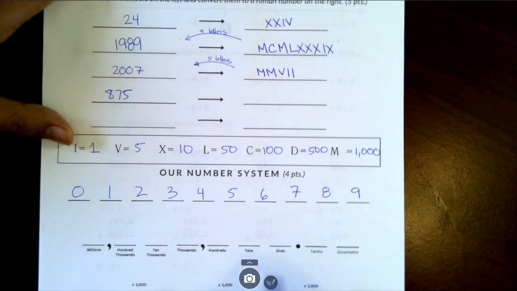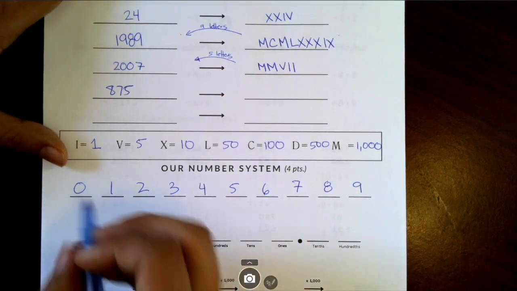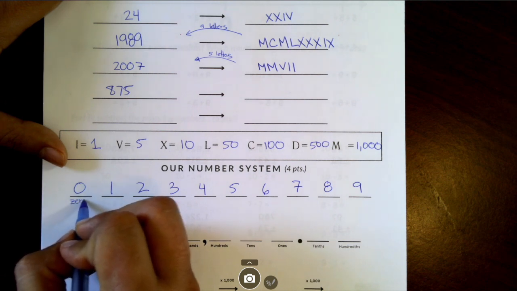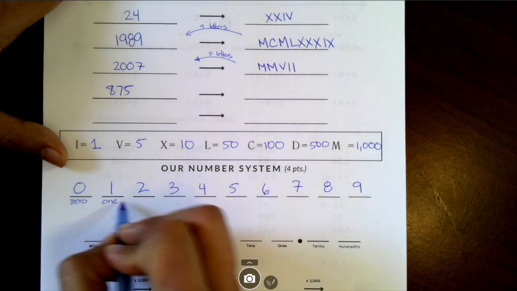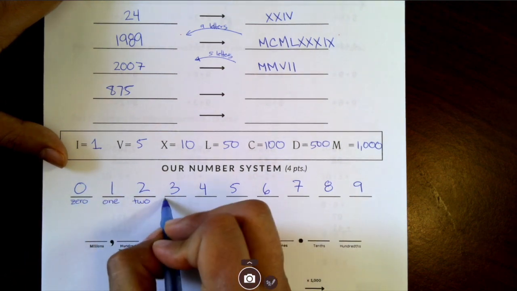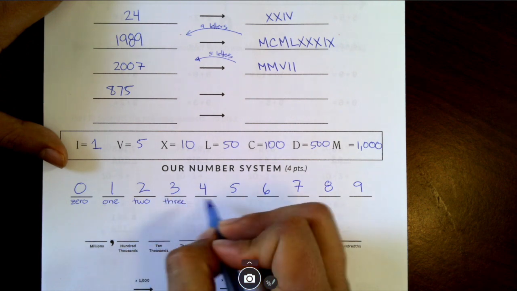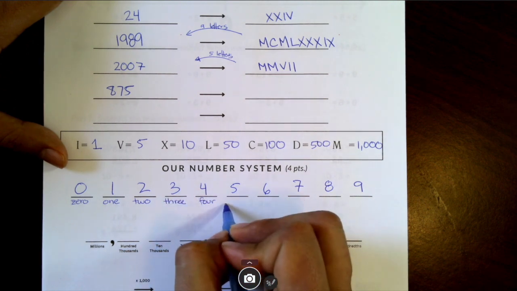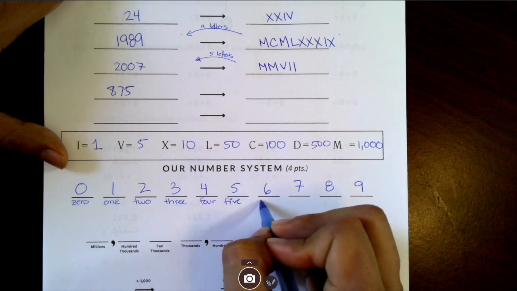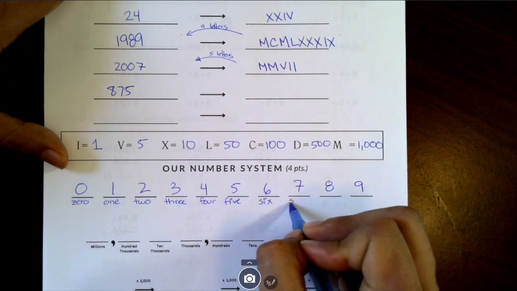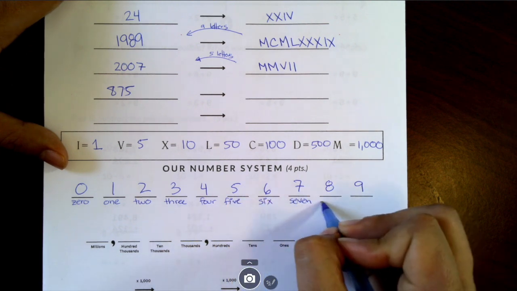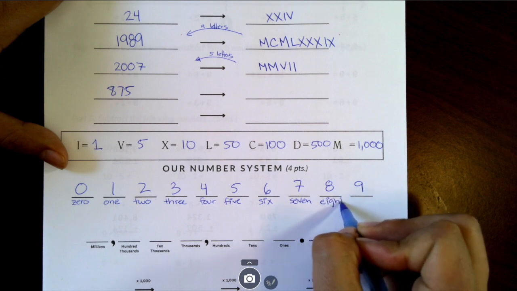Okay, so this is 0. Go ahead and write down all the numbers. 1, 2, 3, 4, 5, 6, 7, 8, and 9.